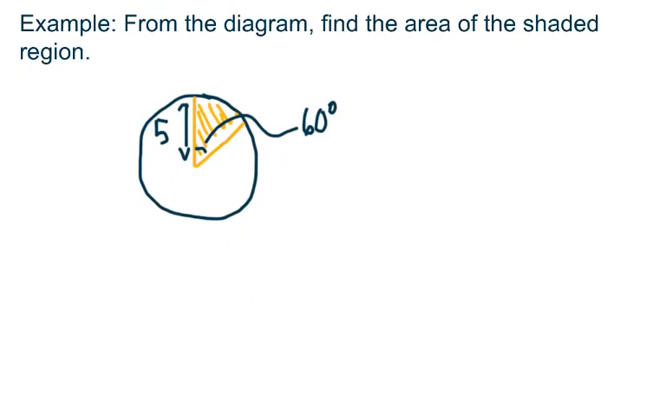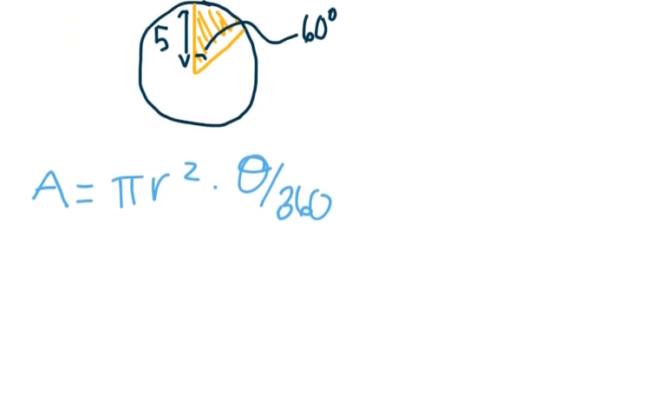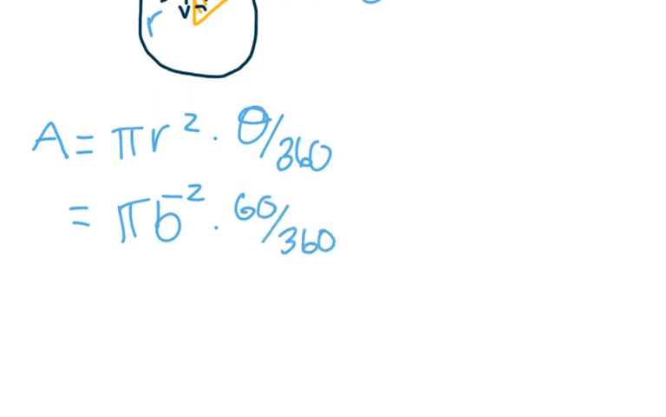Okay, so let's take a look at this. From the diagram, find the area of the shaded region. Again, using the formula, A is equal to pi r squared times theta over 360. We know 5 is going to be our radius, and 60 degrees is going to be our theta. So we can just substitute that in. A is equal to pi times 5 squared times 60 over 360.